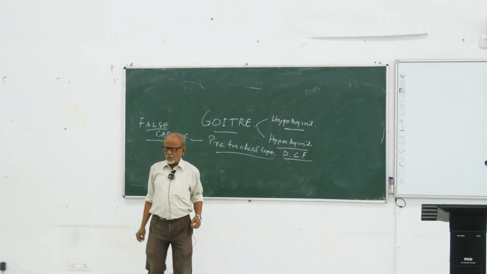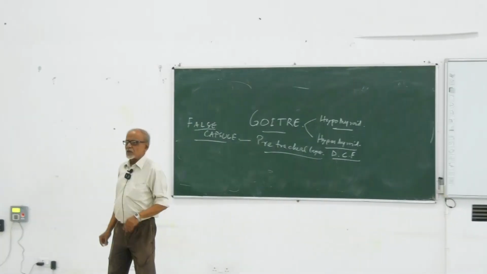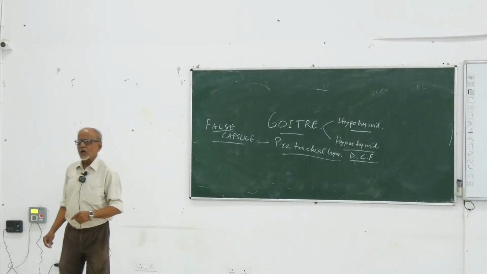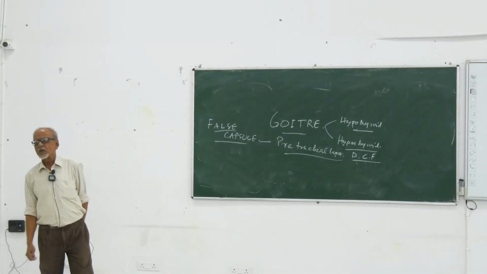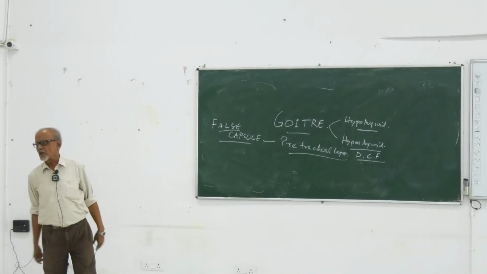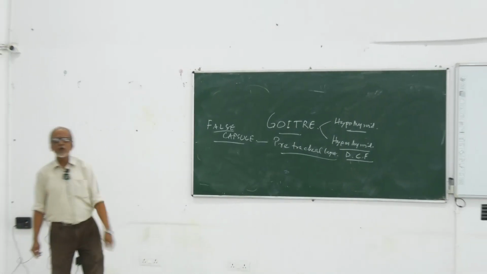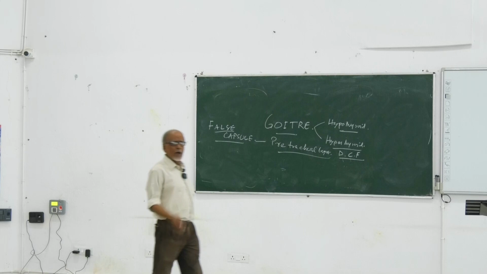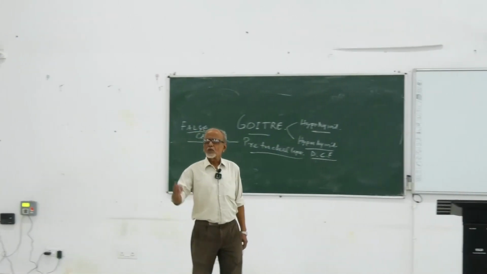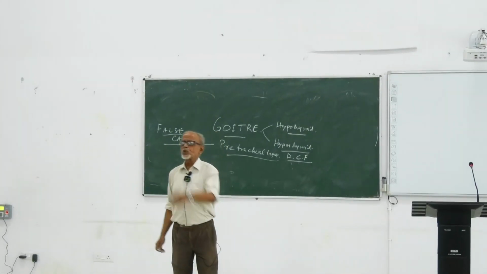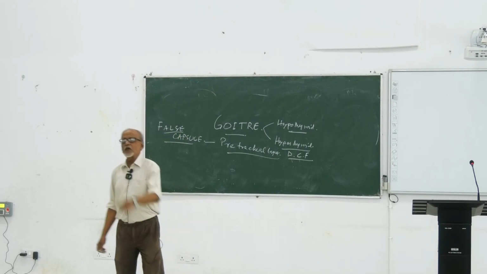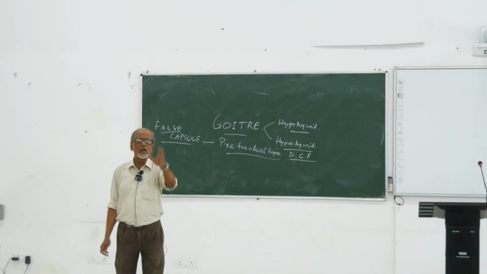Now you tell me, you people tell me, such a false capsule will be there around the parotid gland as well, around the submandibular gland as well. Where from that false capsule is derived? I am telling you, it is again from the deep cervical fascia. But which layer? It is the investing layer or investing lamina.